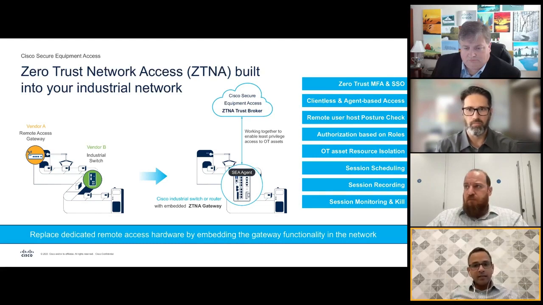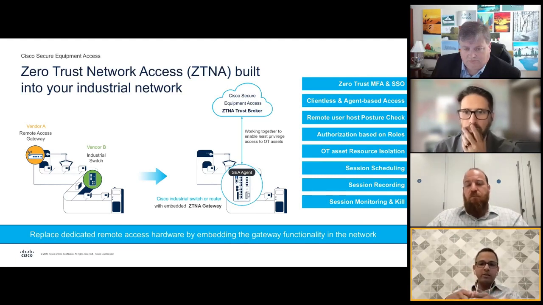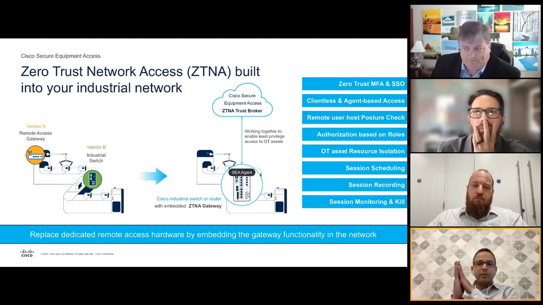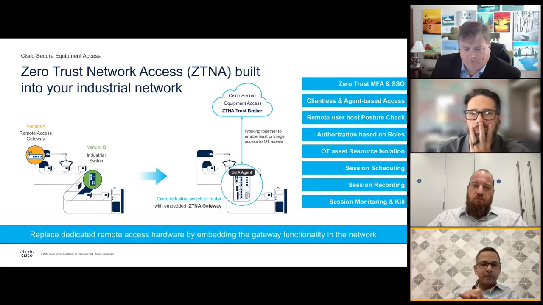There is resource-based isolation, meaning the system is set up in such a way that when you log in, you have access only to specific assets, and you can only do specific things on those assets. We spoke about audit and compliance. You want to be able to record what these remote users are doing, so that you can go back and check to see what was happening. So there's session recording in place.